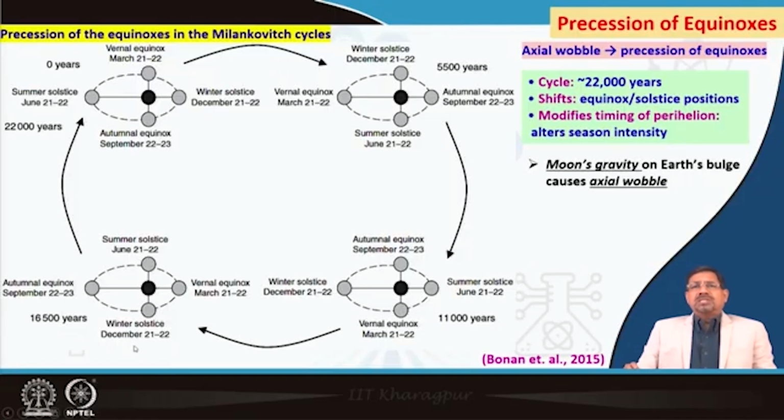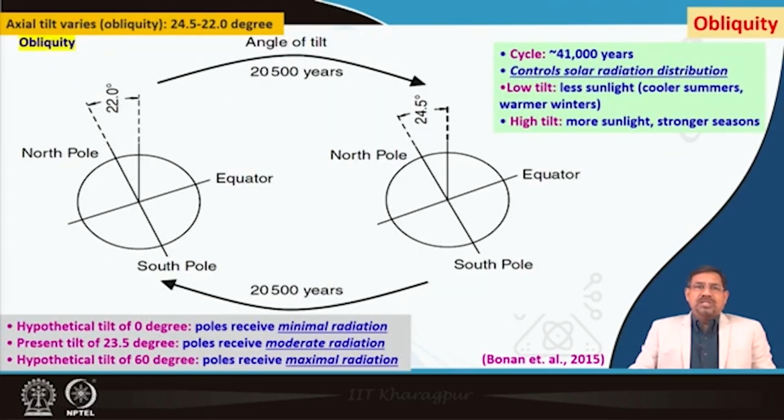So, this precession of the equinoxes, which happens because of the axial wobble, is explained by the term precession, and it also links to insolation. And then the axial tilt, as we know, is the 22.1 to 24.5 degree tilt of the Earth's orbit across its axis. This cycle varies at an epoch of 41,000 years, and it controls the solar radiation distribution.